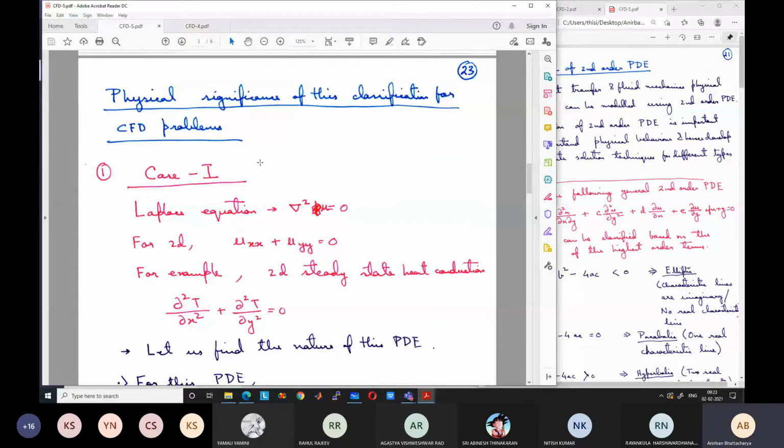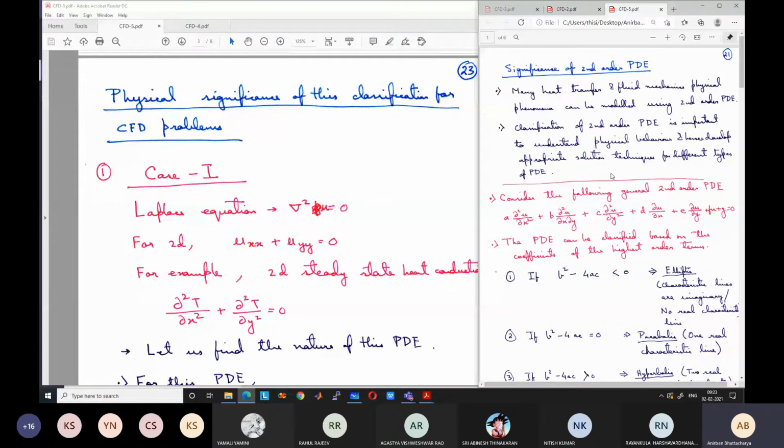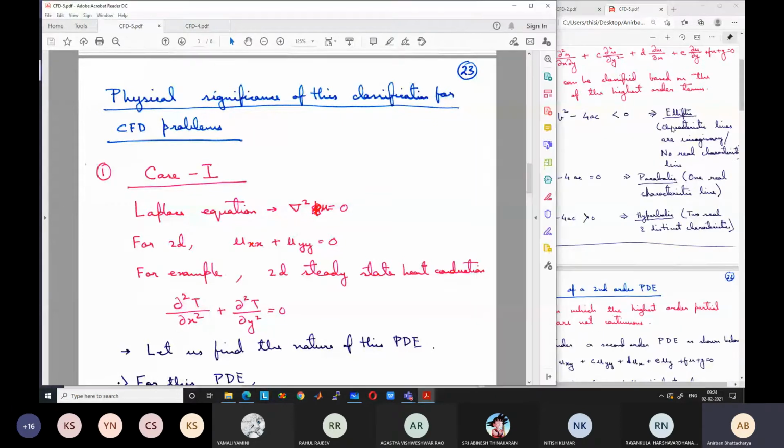What is the significance of this classification, elliptic, parabolic and hyperbolic, or how do they relate to real life behavior? How does elliptic behavior look like, how does parabolic behavior look like, how does hyperbolic behavior look like? Any questions up to this point? No, sir.